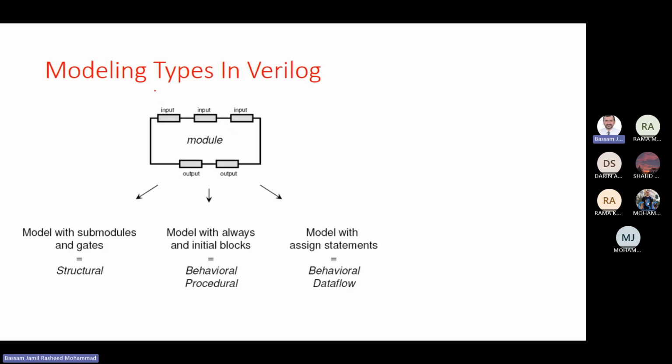Now, in terms of modeling types in Verilog, which means how can I code in Verilog? There are 3 types: structural, behavioral procedural, and behavioral data flow. To be honest, structural is there, but for these last two types, people mix them. I myself mix behavioral procedural and data flow, since I did not see a great advantage in splitting the two. Structural is actually used for netlists and is not commonly used. People code using structural very little, because this is typically the output of a synthesis tool.